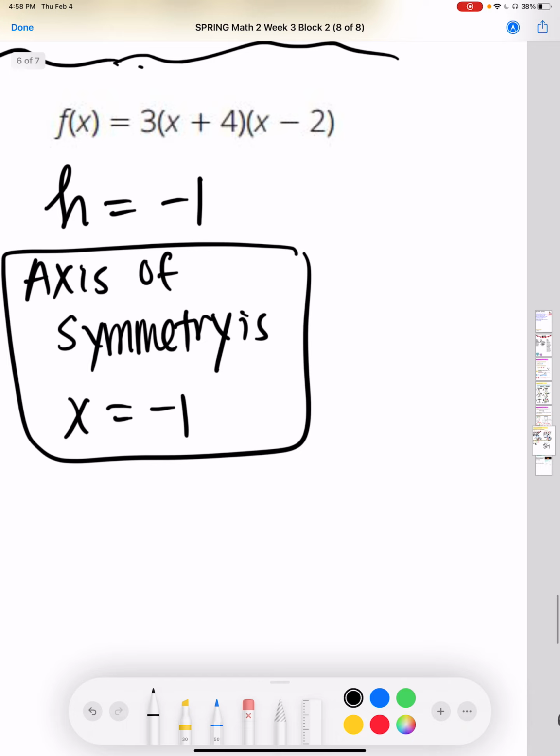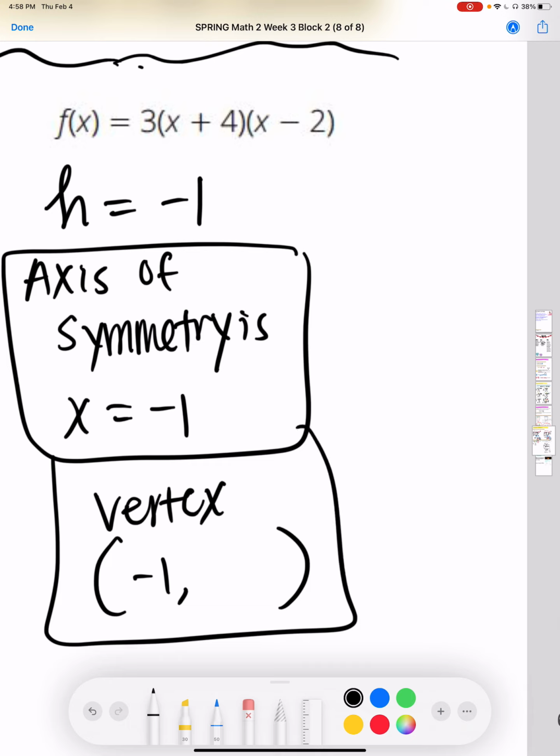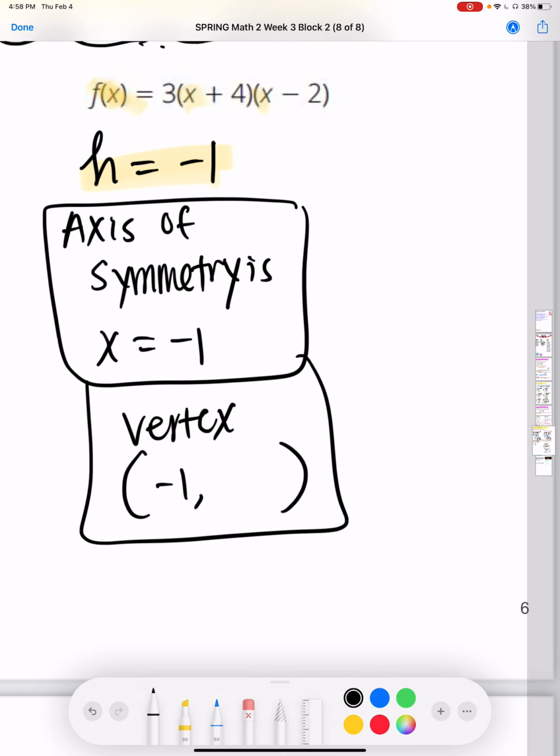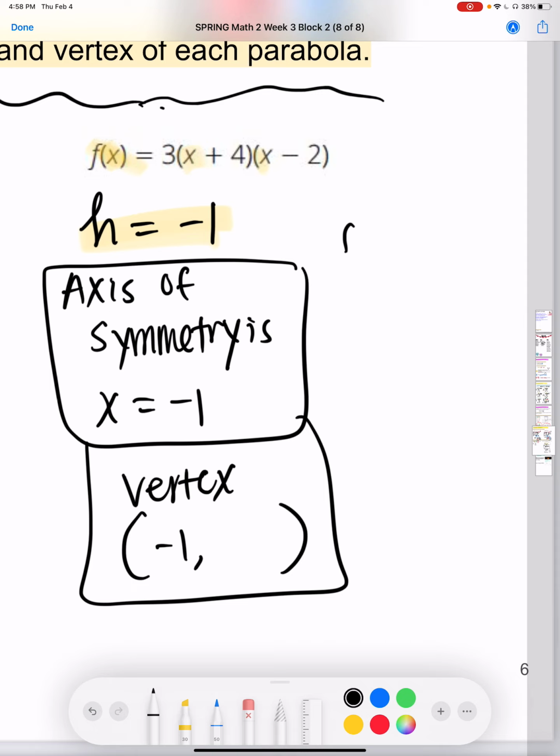And then to find the vertex, it's going to be -1 comma something. So to find that k value, you're going to take h and plug it back in. So let's go ahead and walk through that together. So I'm going to have f of -1 equals 3 times -1 plus 4.